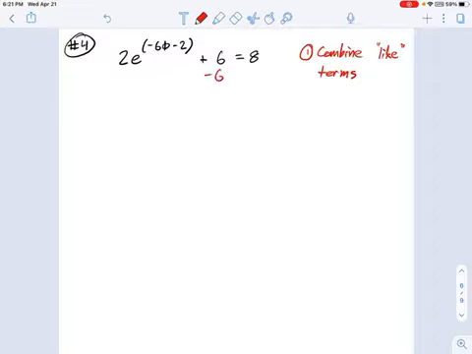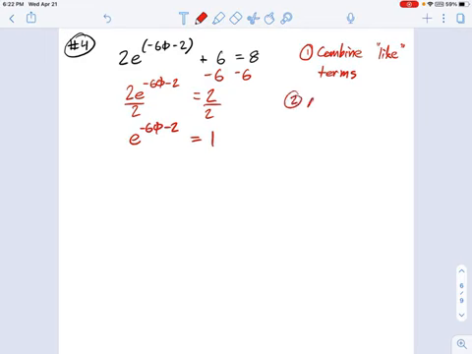So we subtract 6 on both sides, and we get 2e to the negative 6 phi minus 2 equals 2. And now we divide each side by 2. So this becomes e to the negative 6 phi minus 2 equals 1. And at this point, the exponential is isolated. So it's time for step 2.